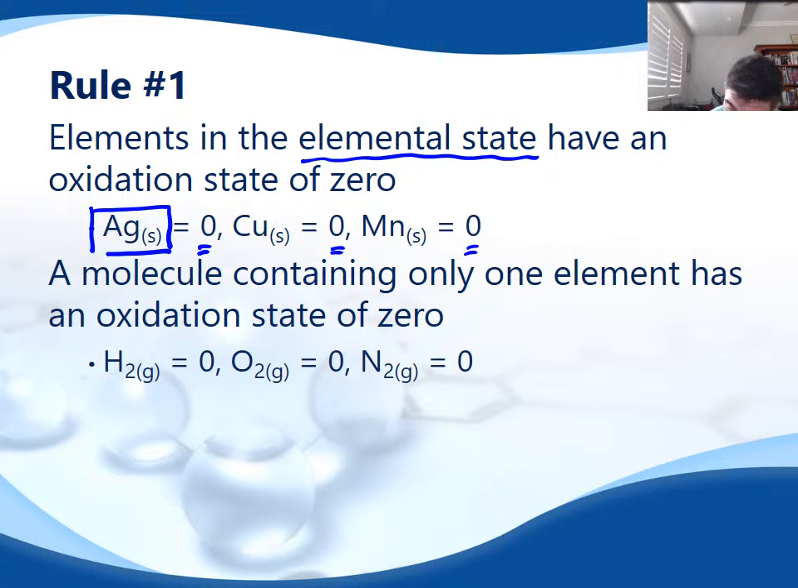Likewise, if a molecule contains only one element, then it likewise has an oxidation state of 0. So this covers things like hydrogen gas, oxygen gas, nitrogen gas, chlorine gas, and so on. On their own, as the elemental state, they have an oxidation number or oxidation state equal to 0.